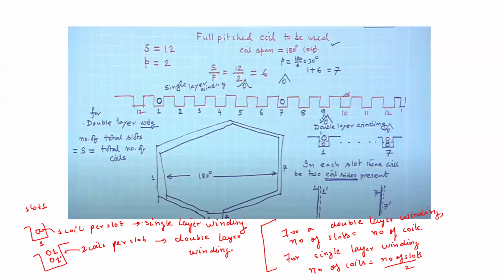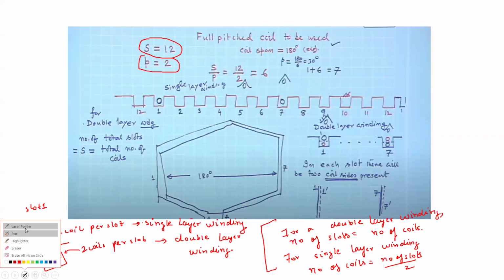Now let us start with one numerical example. Then we will relate these definitions here. Let us say that we have 12 slots and two poles. So this is a two pole machine having 12 slots. You can see that the 12 slots are indicated here. This is slot 1, slot 2, 3, 4, like this up to 12.